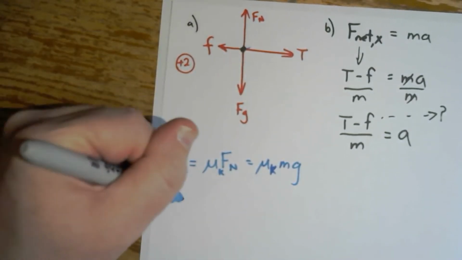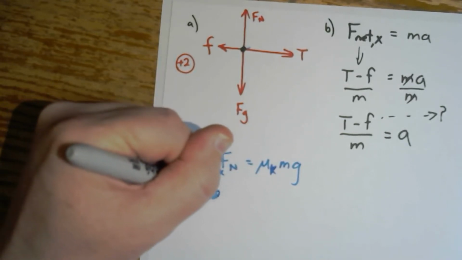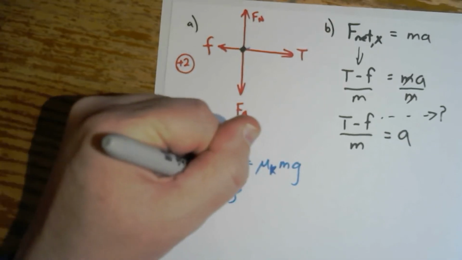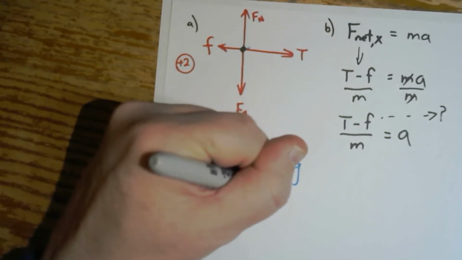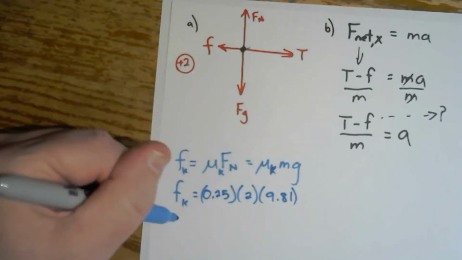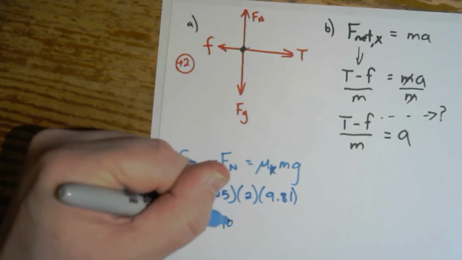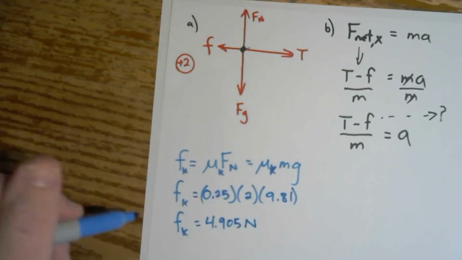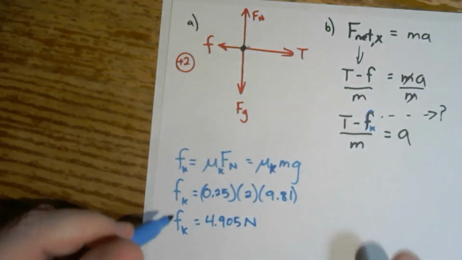And so when we go through and calculate that, 0.25 is the kinetic frictional coefficient. Our mass is 2 kilograms, and our acceleration due to gravity is 9.81. And so our frictional force is 4.905 newtons. That's what I substitute in for my friction right here.